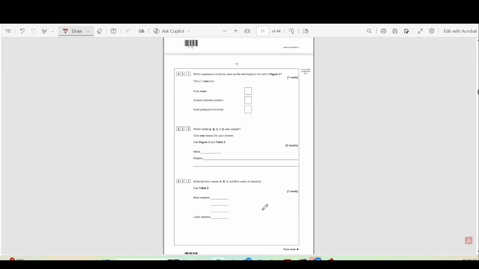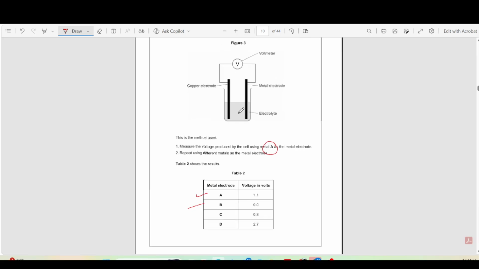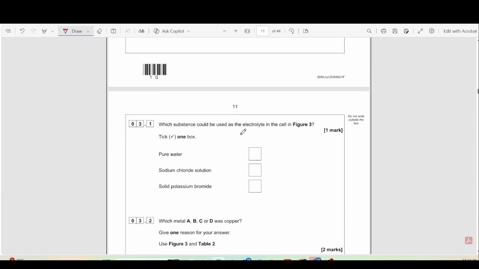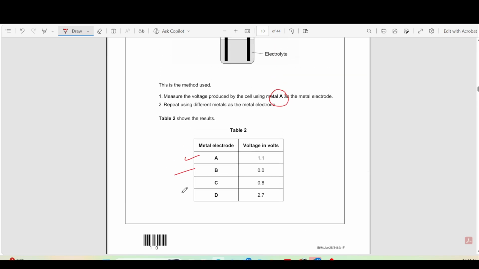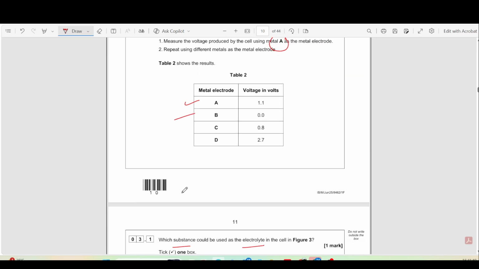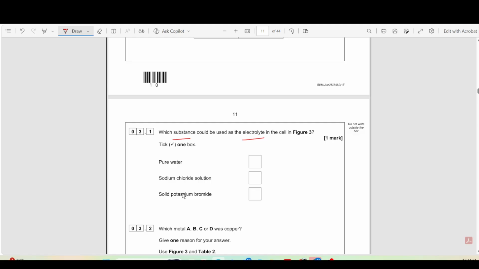In figure 3, let's go up. This is figure 3, right? It's asking which substance can be used as an electrolyte. The options are pure water, sodium chloride, and potassium bromide. The sodium chloride solution is the correct option, because an electrolyte must contain free moving ions to conduct electricity, right? And pure water can never be the correct option because it is a poor conductor.